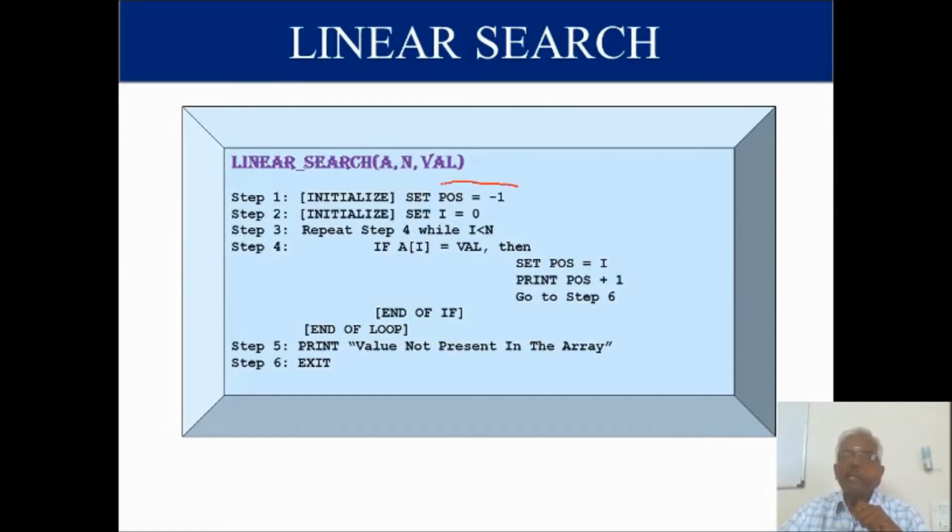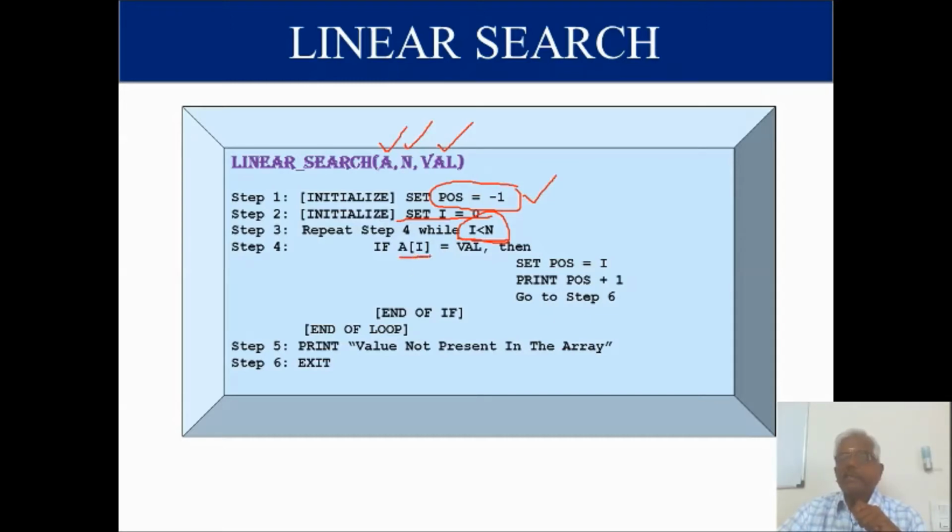Initially the position we take it as -1 because the index value always start from 0. So we just initialize it as -1 because we have not yet searched the value. Then I is equal to 0. This is the initial value for the loop control variable I. I am going to check all the elements of the list until the key value is found. So I am giving the condition I less than n, because n is the number of elements of the list. A is my array, VAL is the key value to be found in the list.